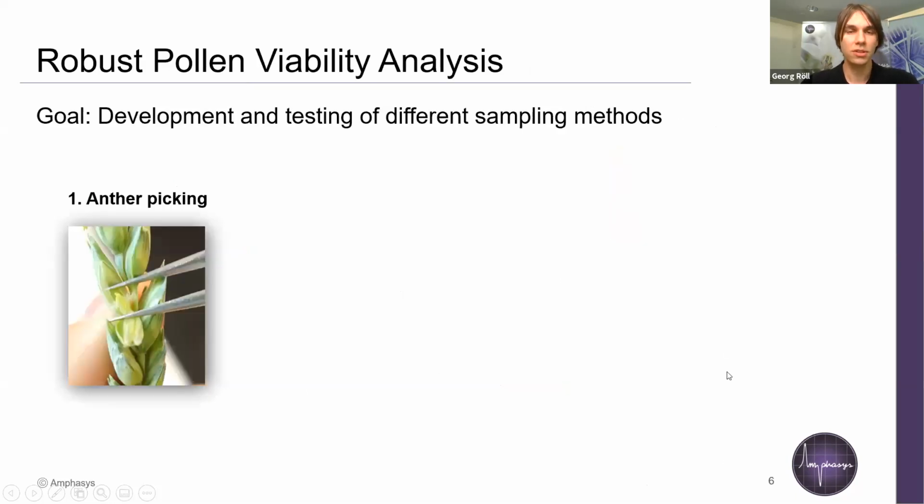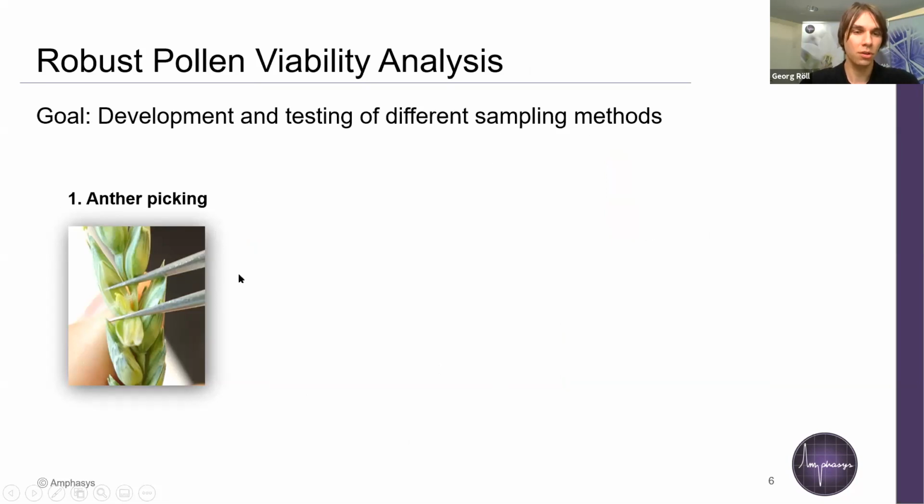But now the question is how you get a representative sample to measure. So what we did, we developed different methods for how you can extract the pollen from the spike. And we want to start here with the first method. It's the anther picking method.